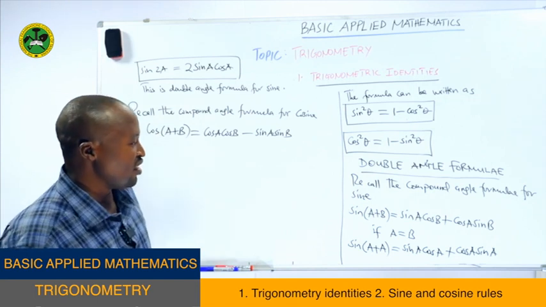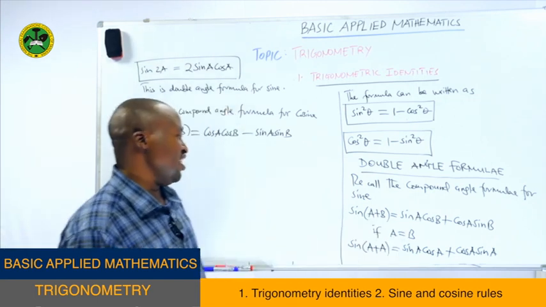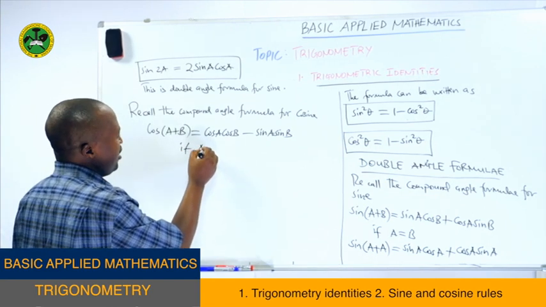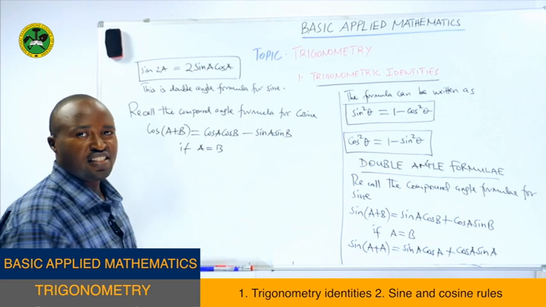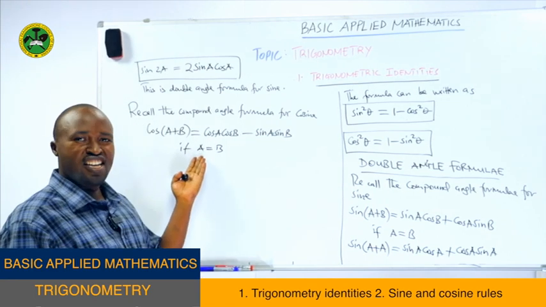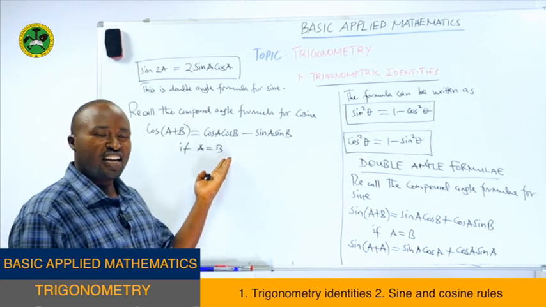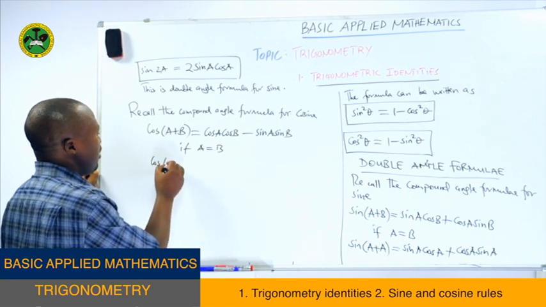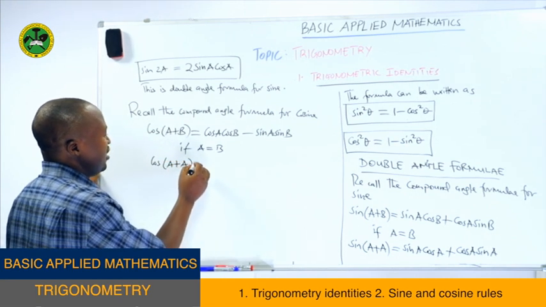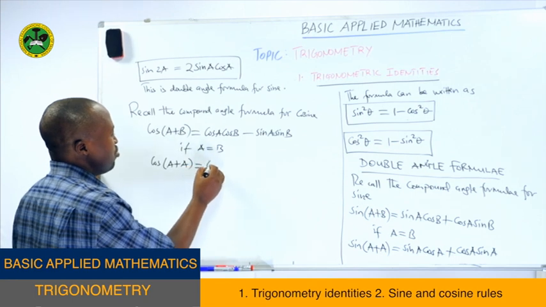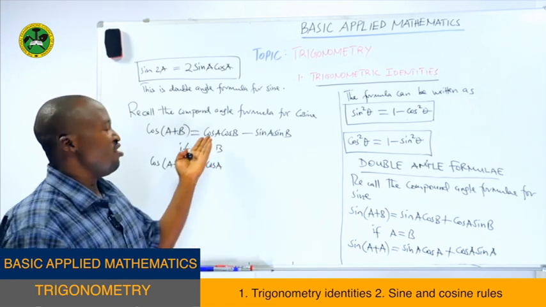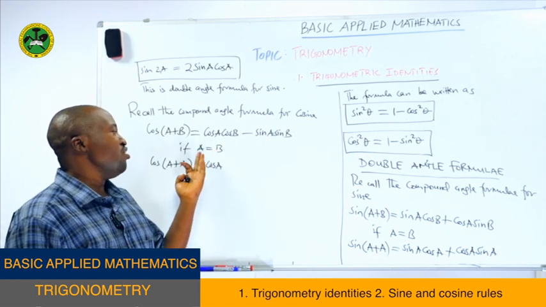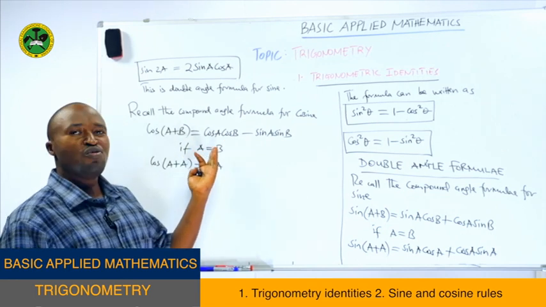Now again, we use the same idea. That is, if angle A is equal to angle B, that will be cos of A plus A is equal to cos A. Here we have cos A followed by cos B. Instead of B, we write A because A is equal to B.